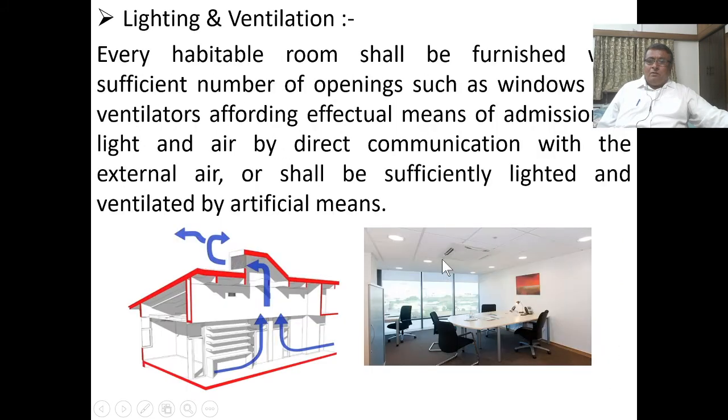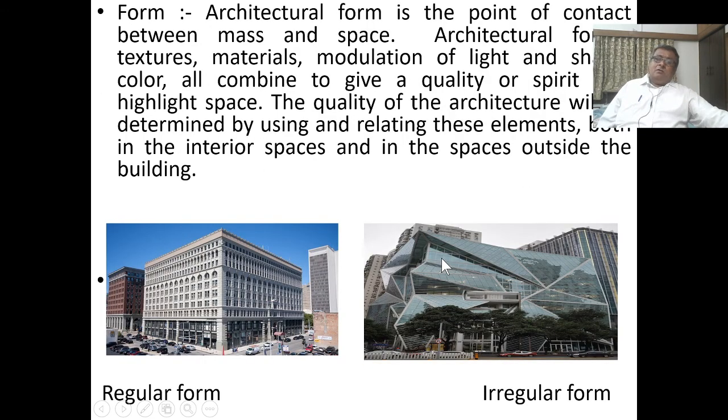Now form. Architectural form is the point of contact between mass and space. So the form of the building is a point of contact between mass and space, which means the area and weight of the building should be matched. Architectural forms, textures, materials, modulation of light and shade, color, all combine to give a quality or spirit that highlights the space.